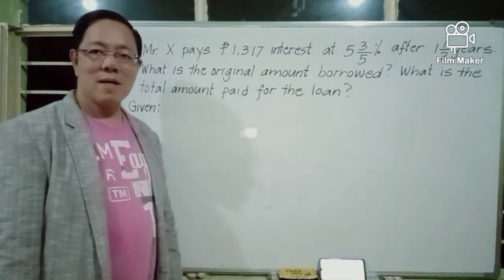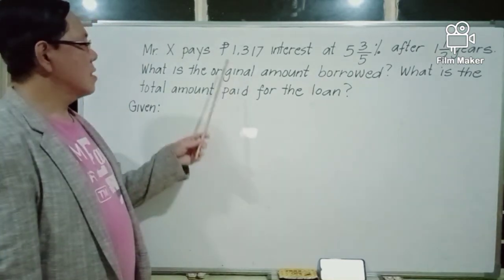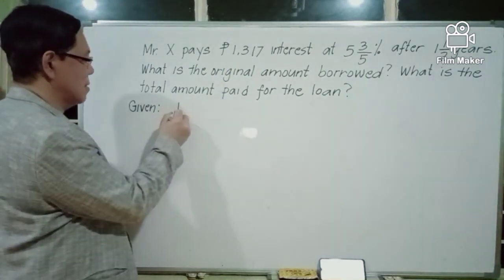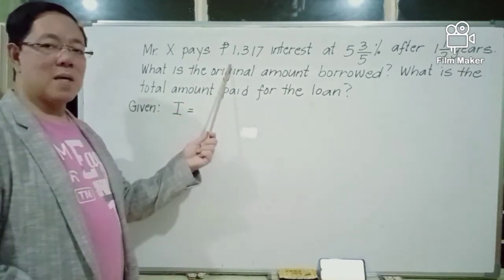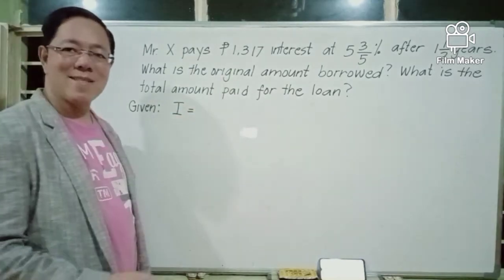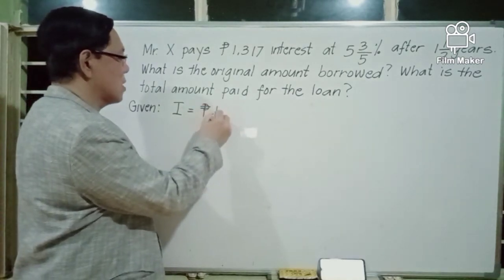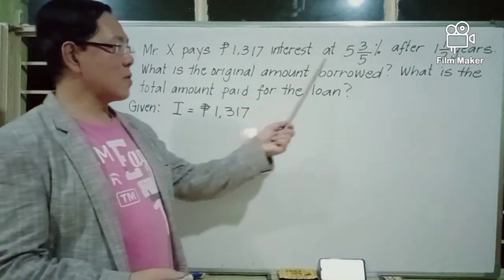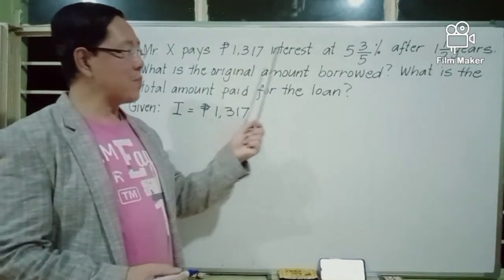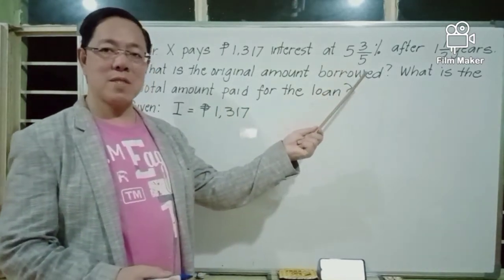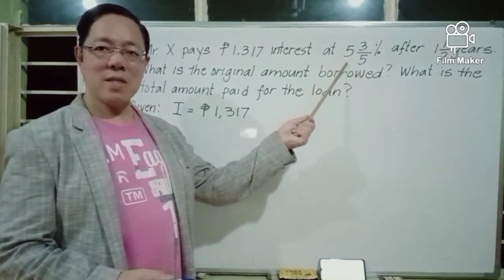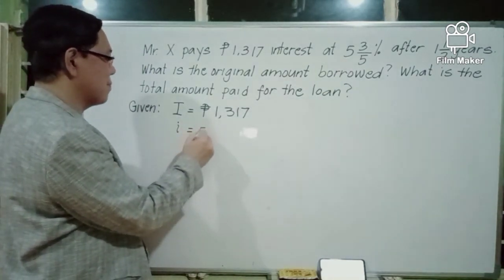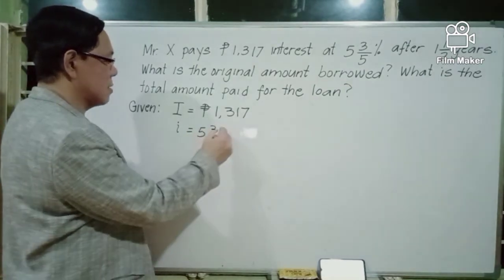And so we write the given data or information. The amount of interest paid is denoted by capital I. And the amount of interest paid is 1,317 pesos. The amount of interest was computed at simple interest rate 5 3/5%. And this simple interest rate is denoted by small letter i. Small letter i is 5 3/5%.